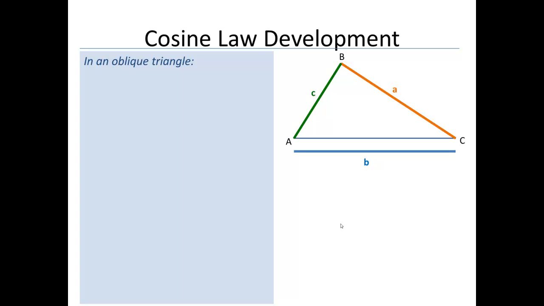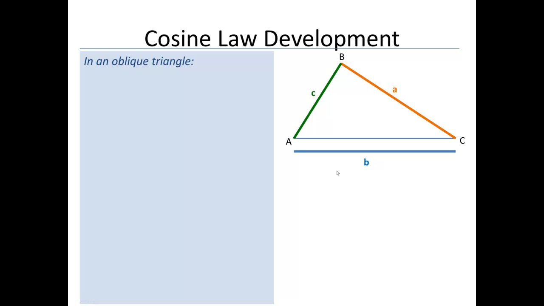Now we're going to look at how the cosine law is developed. Again, we have an oblique triangle, and the first thing we're going to do is recognize that this side here, since it's opposite angle B, we just call it side B. And I've pulled it out for a reason that'll become clear in just a minute.